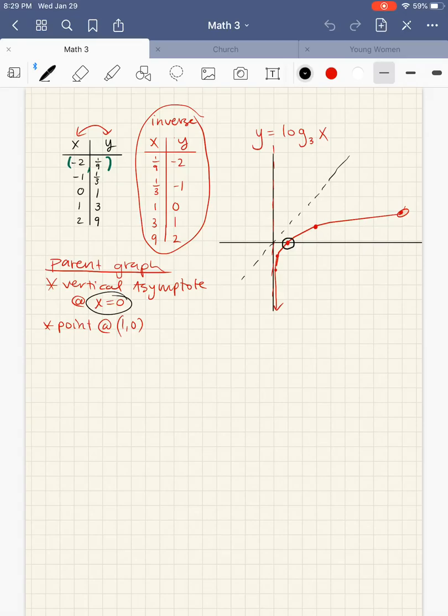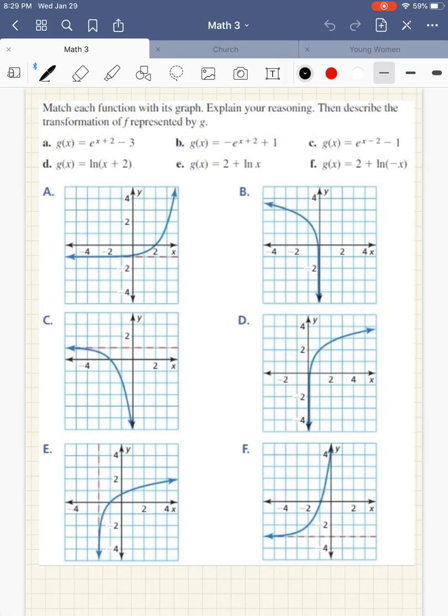Okay, so we just finished learning about the parent graphs, exponentials, and logarithms. So my next task is I want to see if you guys can take these equations and match them with these graphs.